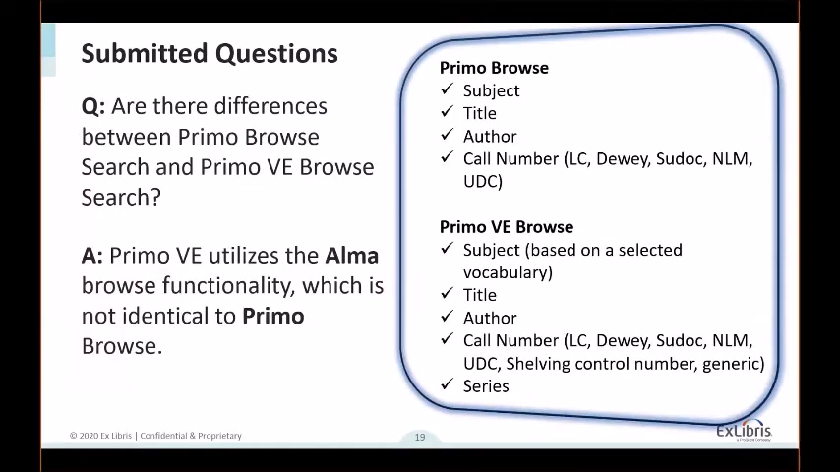Is Primo Browse Search the same as Primo VE Browse Search? The answer is no. Primo VE uses the Alma Browse functionality. With Primo VE Browse Search, you'll have more browsing types to choose from. A significant change to be aware of is that Subject Browse is now based on a selected subject heading vocabulary. You can configure Subject Browse for up to 5 separate subject vocabularies. I'll show you that.